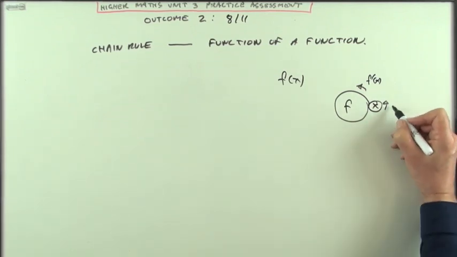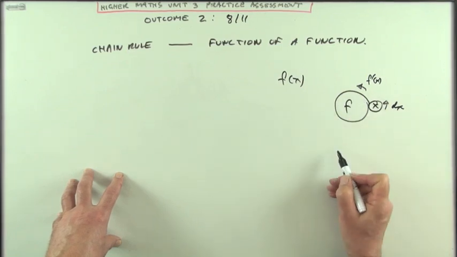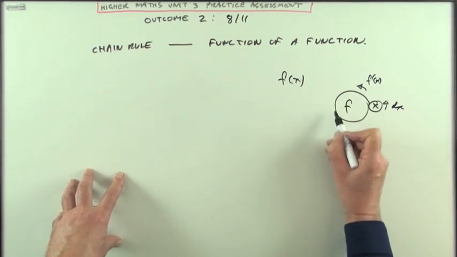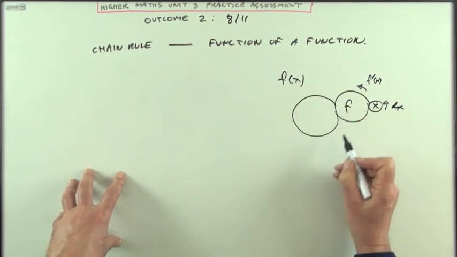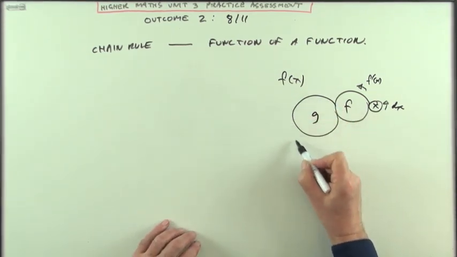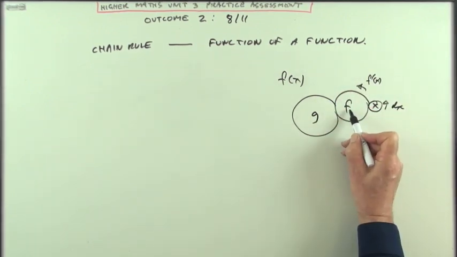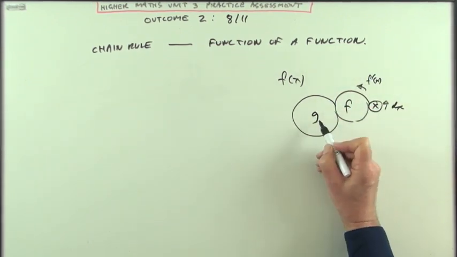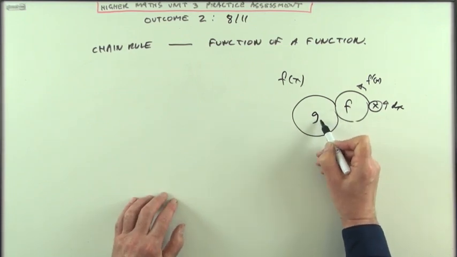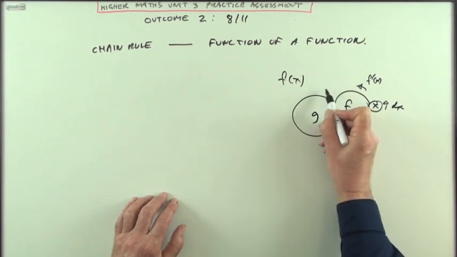For a small change in x. If the answer that's produced by f is then used again by some other function, like another cog in the link, some other function g, then the value of g changes according to f. That may well change according to x, but as far as g is concerned, it's f that's turning it. F turns this one, so this changes.